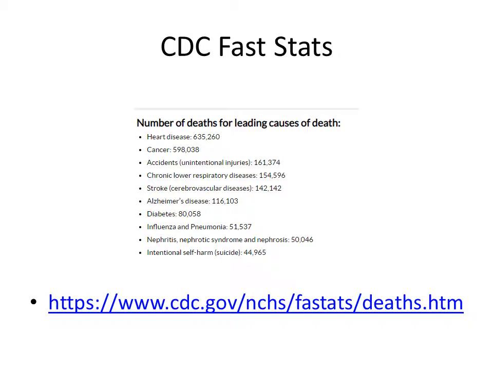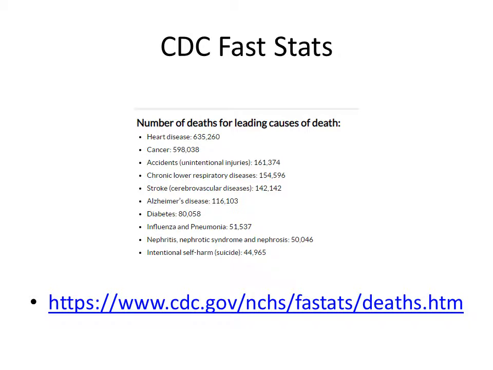But in the first part of the data mining for this section, you're going to go to the CDC Fast Stats. The link has been provided for you on the Blackboard under data mining resources. And here is just a snapshot of what you're going to find on the home page there. The number of deaths for leading causes of death.